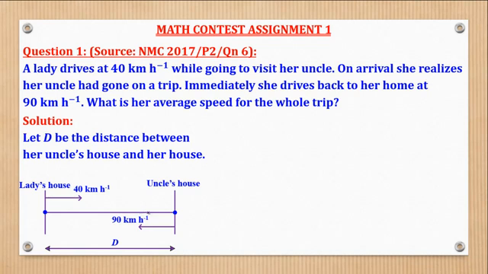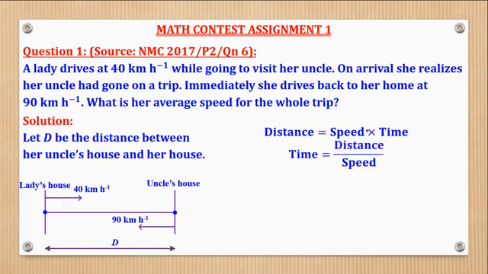Okay, so now we shall remember that distance is equal to speed times time. That means that when I make time the subject, the speed will come this side to become distance over speed. Do you know what that means? It means that the time taken to move from her house to the uncle's house is distance, which is d, over the speed, which is 40.